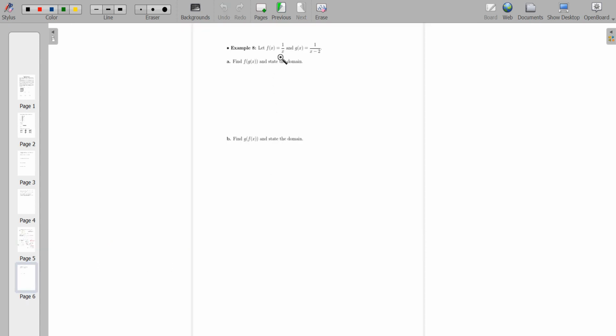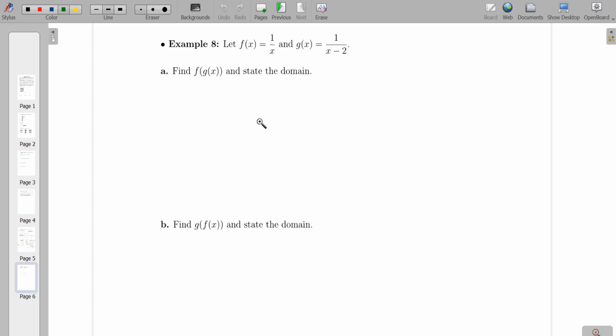All right, one last example where we'll look at this. We'll find f of g of x and g of f of x and state the domain. This would be a good one to press pause and try these on your own first before you take a look at my solutions.